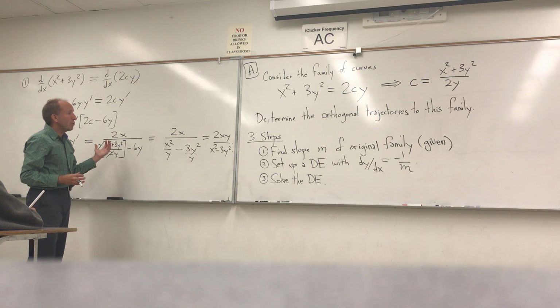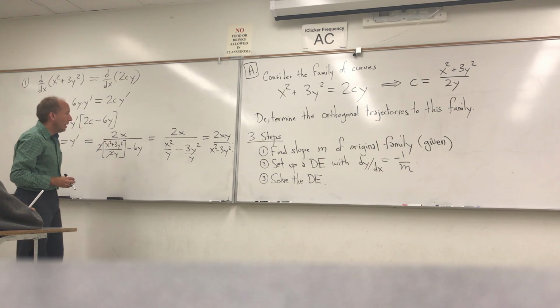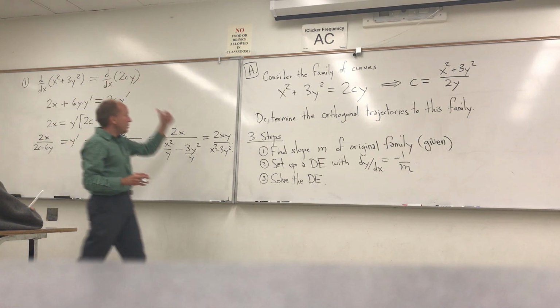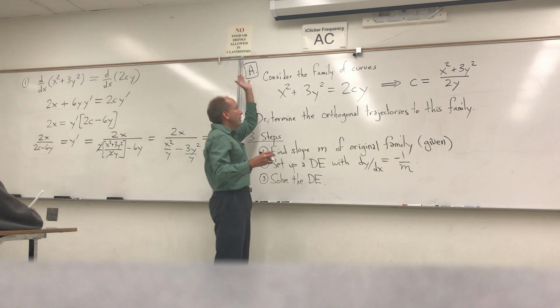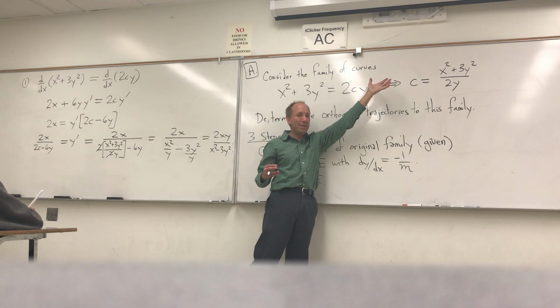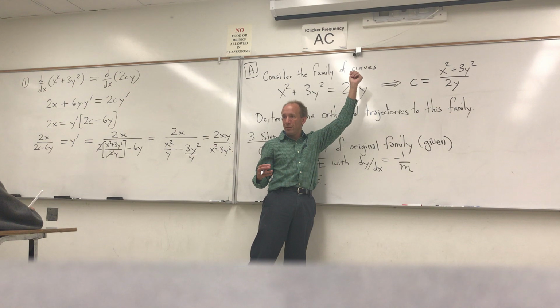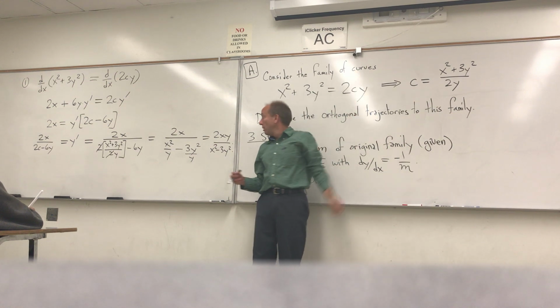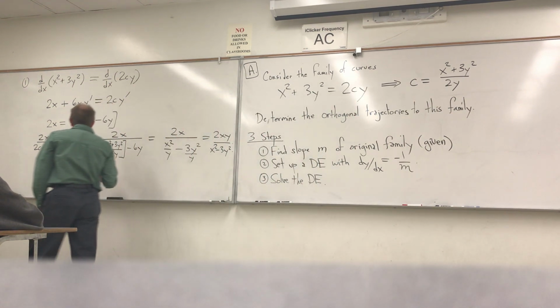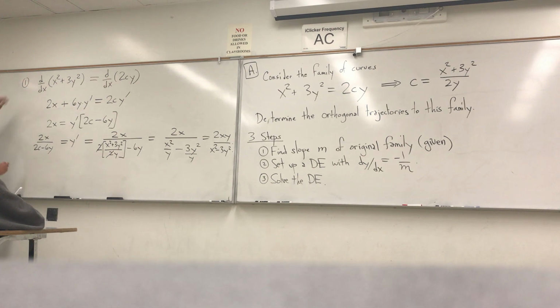This is the differential equation, this is the slope, in other words, of all of these ellipses at any point xy. Clear enough? Great. So that's step 1.